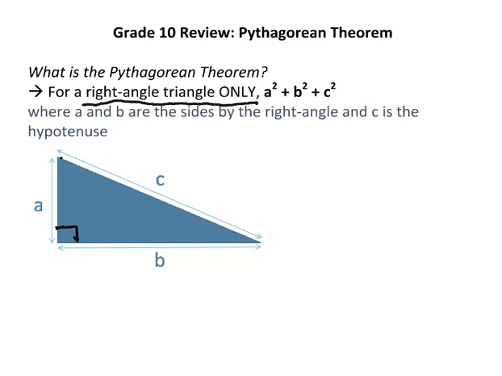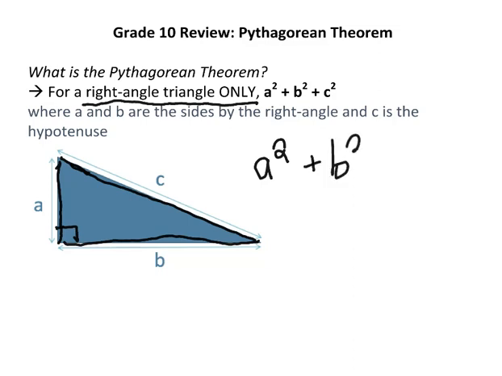The hypotenuse is the side that is opposite the right angle. So this side C here, that's the hypotenuse. A and B are the two sides that are close to the right angle. So there's A and there's B. And then the Pythagorean theorem is simply that those two sides close to the right angle squared, so a squared plus b squared, will add up to the hypotenuse squared, c squared.